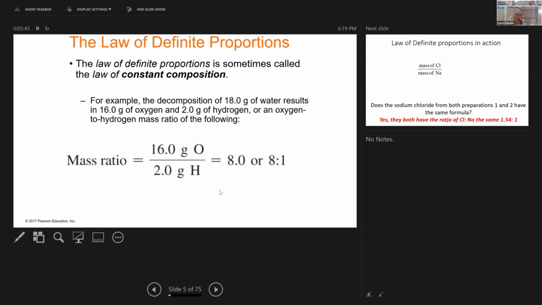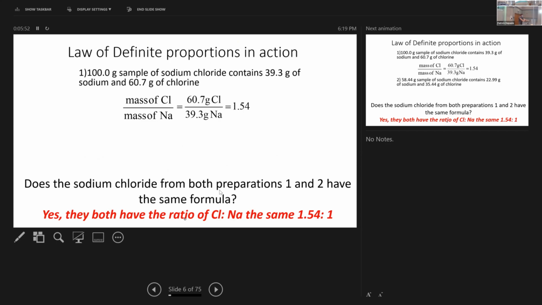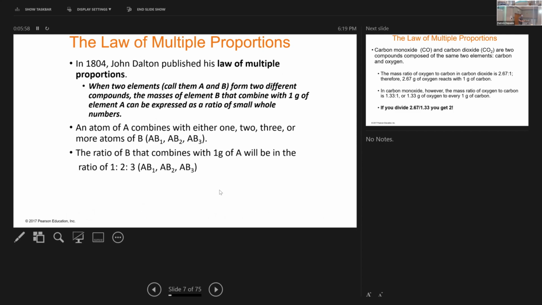It is constant for any source of water you find. So that's important. So there it is in action. All right, cool. You could do the same thing with NaCl. Fantastic. Cool. Any questions about those two?